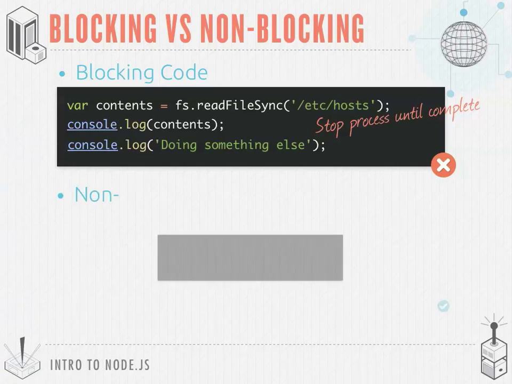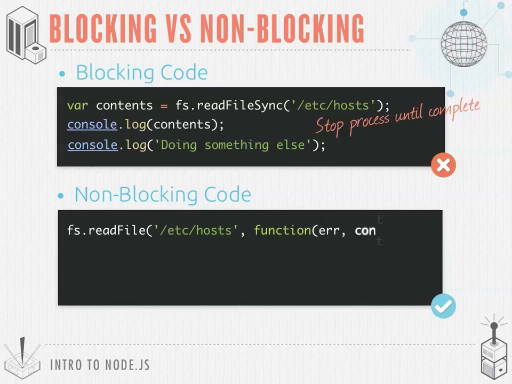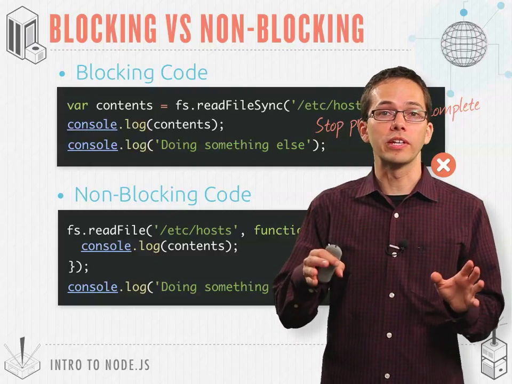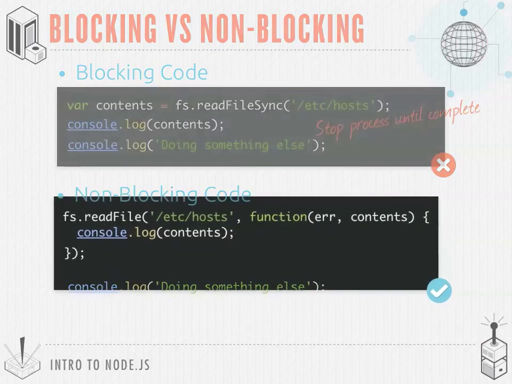The non-blocking version of this in Node is going to call readFile, and look at this. We're actually sending in a function as the second parameter to readFile. That's our callback. And when we get the contents, log the contents, and then we can say doing something else. So when we execute this, as we mentioned, it's going to start reading the file. It's then going to continue execution, and when it's done reading the file, it's going to print out the contents at some point in the future. Hopefully this JavaScript syntax looks familiar.